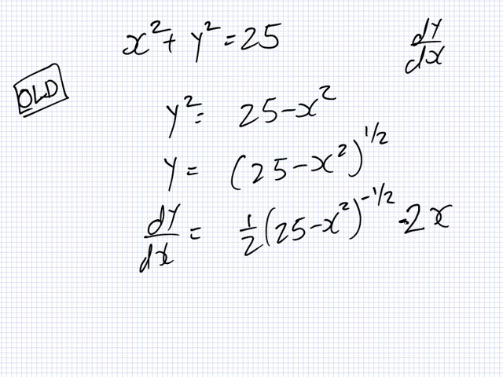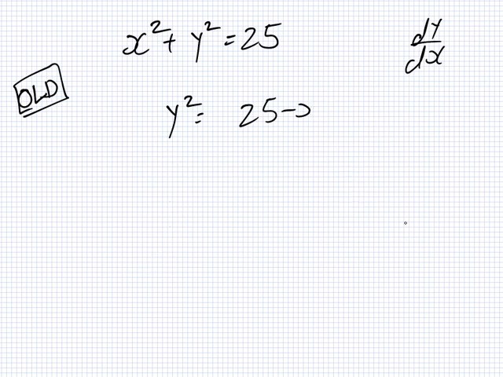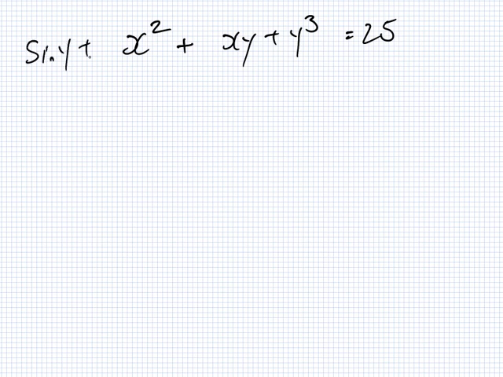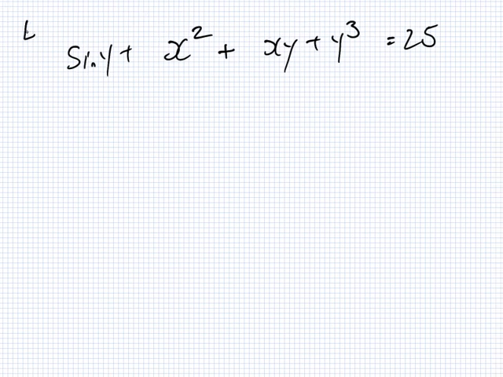Now that's actually not too bad, but suppose I was to change it a little bit. Suppose I said x squared plus xy plus y cubed equals 25. Well, now all of a sudden, can you get the y? No. If you could, it'd be a lot harder. Now it's pretty much impossible to get the y. But you can use implicit derivatives. You could implicitly differentiate everything here.